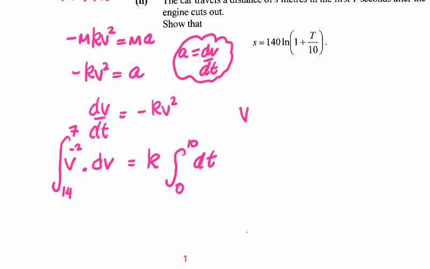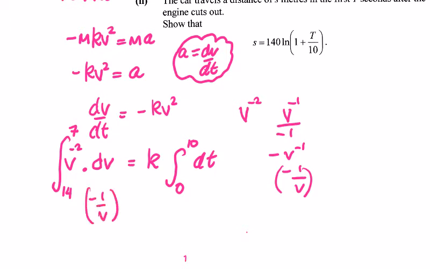You've integrated v to the minus 2 before, it's going to become minus 1 over v. Let's have a look why. V to the power of minus 1: increase the power, divide by the new power, it's going to be minus v to the minus 1, and it's probably easier to write it as minus 1 over v. So we have minus 1 over v between 7 and 14. It can be a little bit tricky putting the numbers in the right places. That's going to be equal to minus kt between 10 and 0. Don't forget your minus kt.